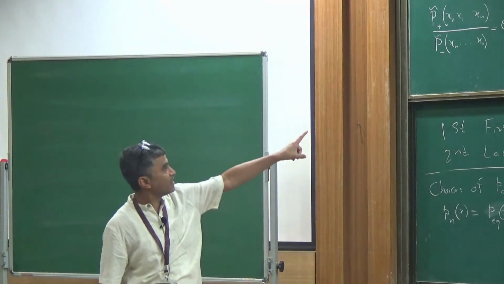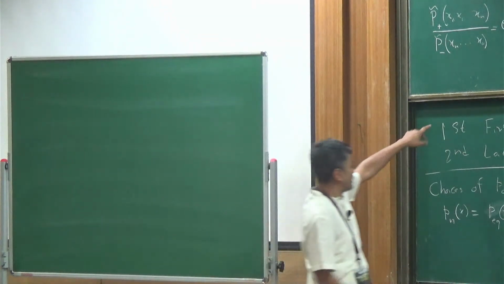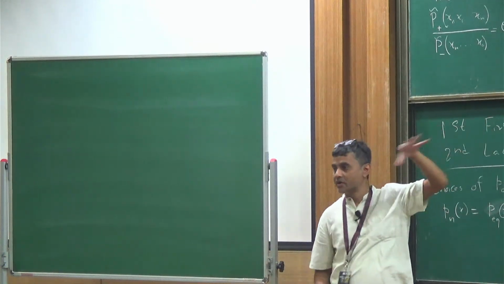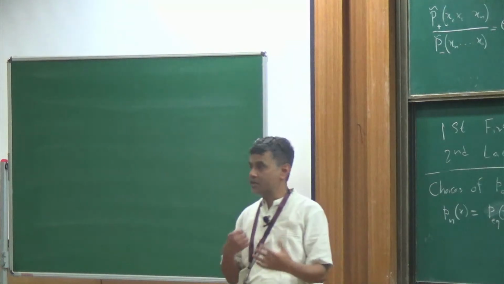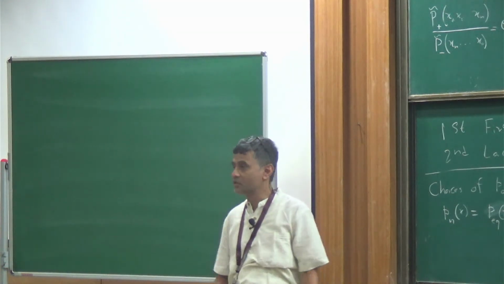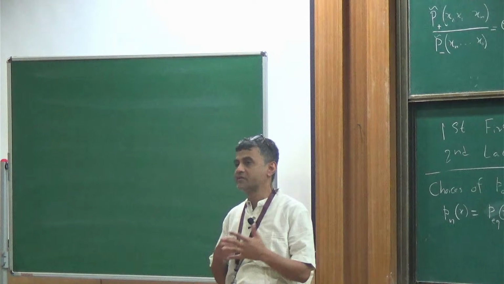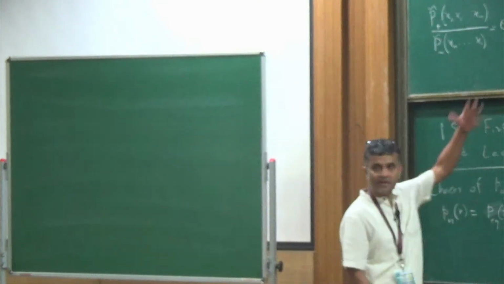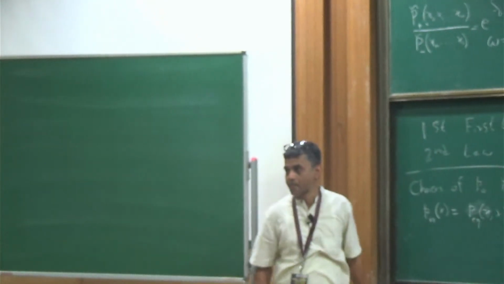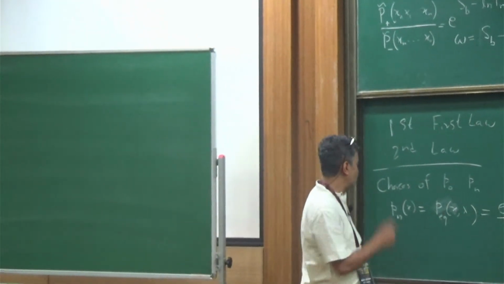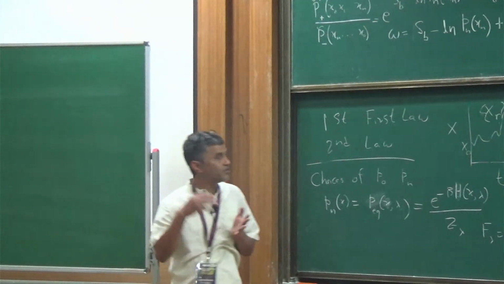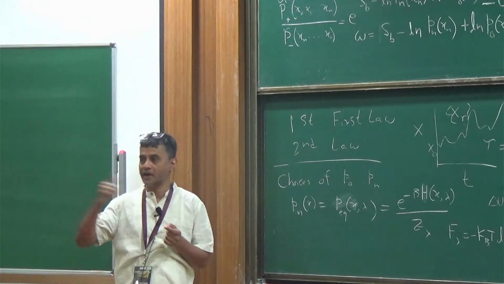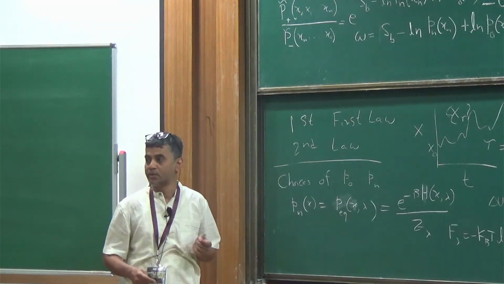For various choices of this thing, you can identify this omega as the work done. Physically, it's just the work done on the system, or the work done minus the free energy change. So depending on your choice, it gives various physical quantities. But the main idea is that it gives you a notion of irreversibility, the fact that the forward trajectories are more probable than reverse.